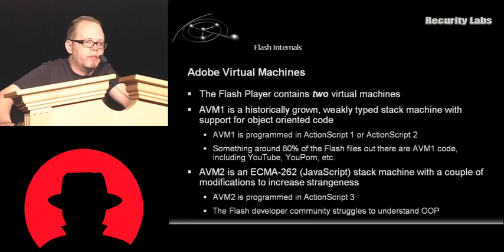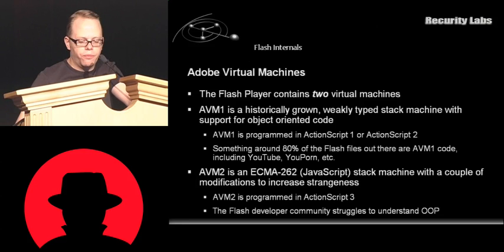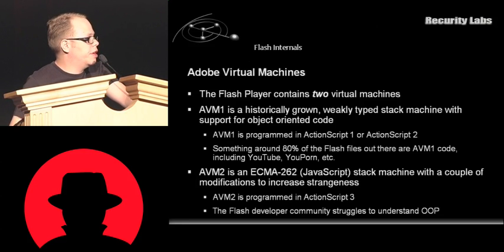AVM 2 is programmed in ActionScript 3, which is close to JavaScript, which is also the reason why adoption is really, really slow. Because the people that write blinky Flash stuff for internet consumption really struggle with concepts like OOP, and ActionScript 2 and ActionScript 1 are more event handler-like programming that is more natural for web developers to develop in.